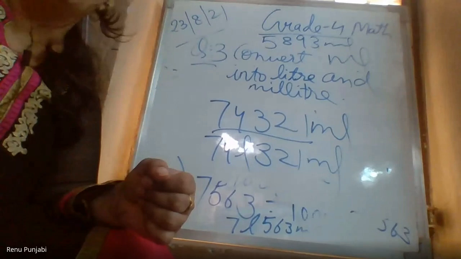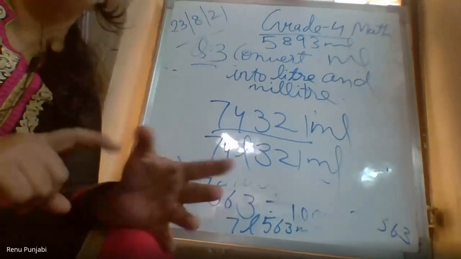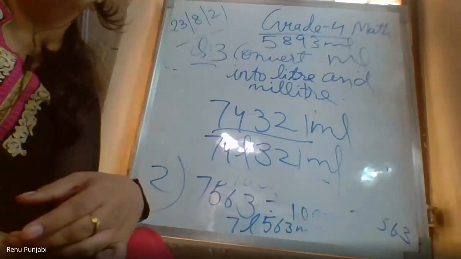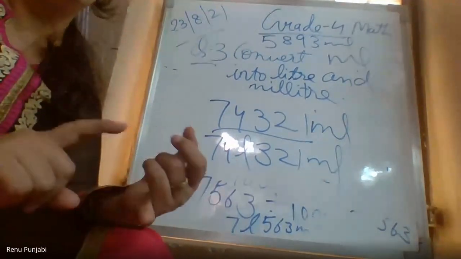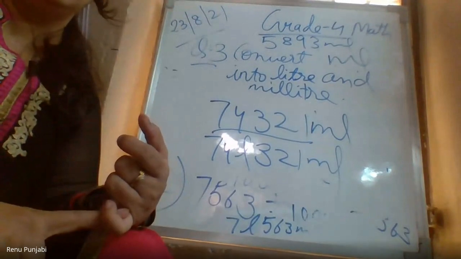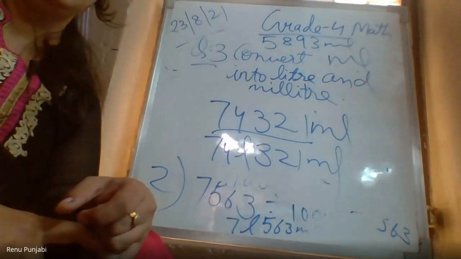Because now you are clear with the concept. That's why it's looking easy. Whenever you clear your concept, everything will be easy for you. And whenever you take it as a burden, then it will be very difficult to understand. This chapter has come in second and third standards, so this is too easy.